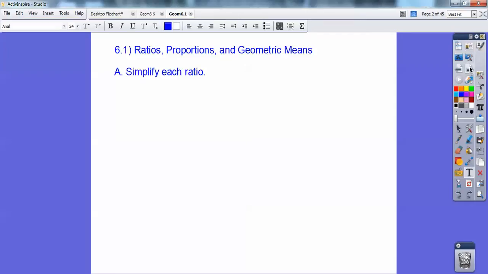So simplify each ratio. Okay, so 12 kilometers to 3 kilometers. Treat that just like a fraction, so you can reduce it. 3 goes into 12 four times, and into 3 one time, so it reduces to 4 to 1.